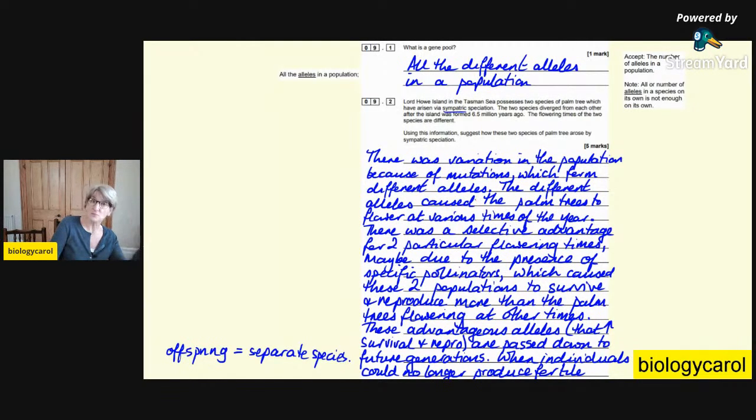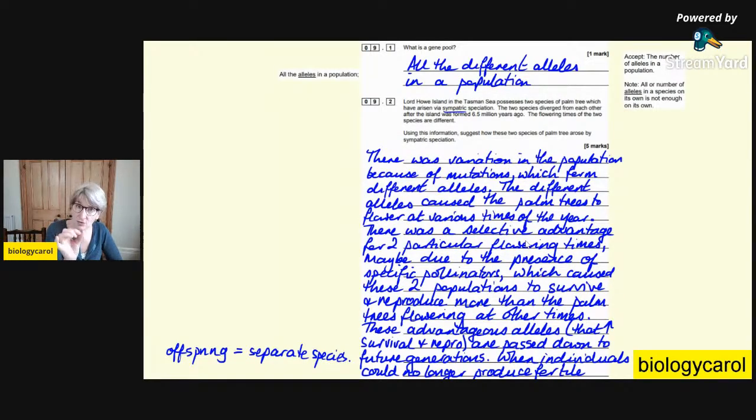Because speciation happens by natural selection, there is variation in the population because of mutations. That's the classic thing to write at the start: mutations, changes in the DNA, therefore different alleles. These different alleles cause the palm trees to flower at various times of the year. I was saying there is now a range of flowering times in this whole population.